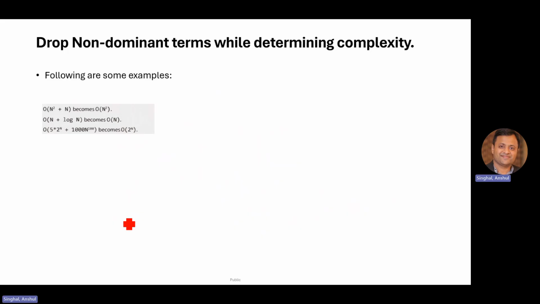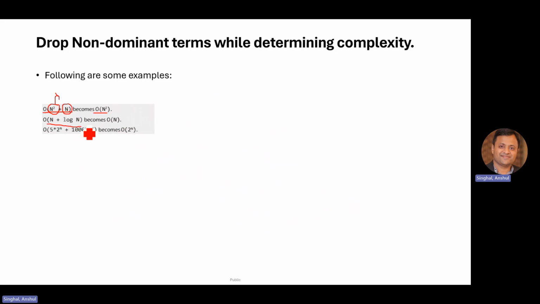Likewise, drop non-dominant terms while determining complexity. What it means is that if we have a complexity like this, we know my tightest bound on the runtime is this, so we can basically drop the smaller term. Still the complexity will be this.